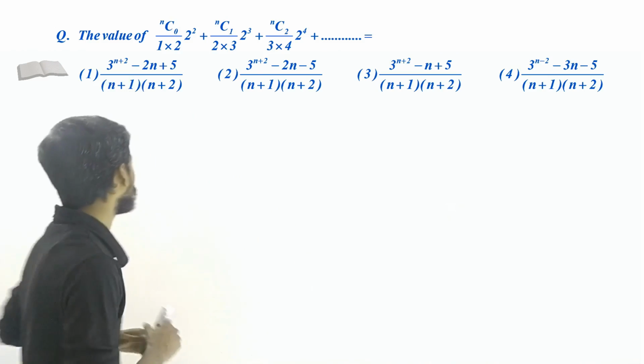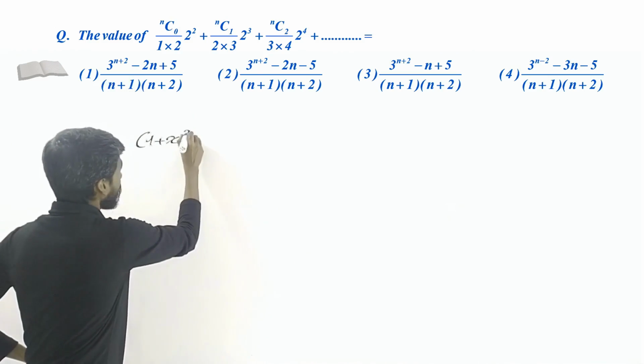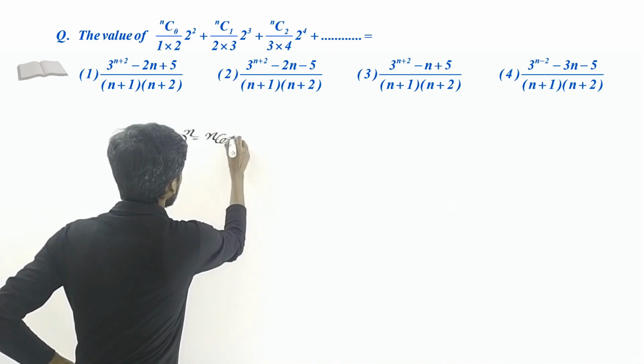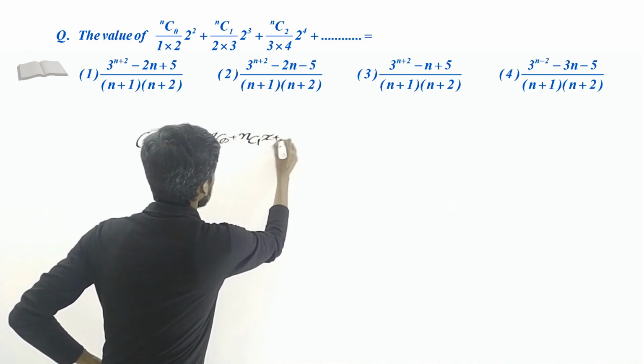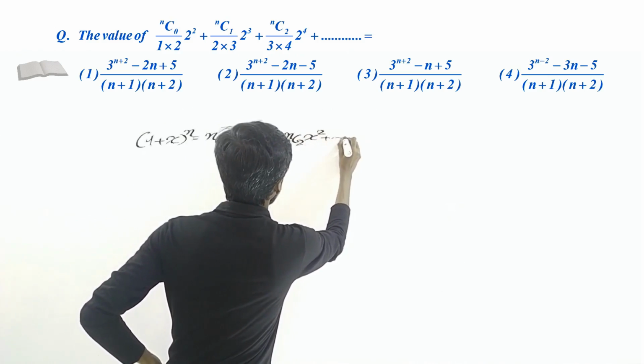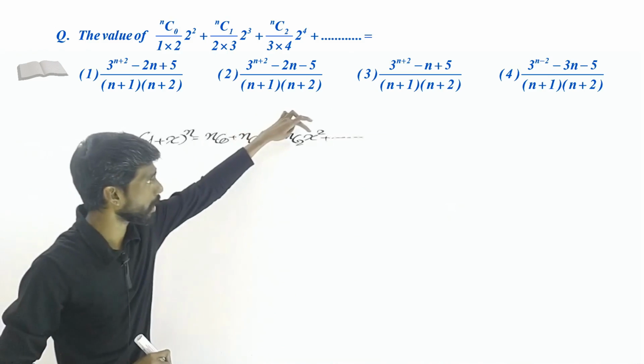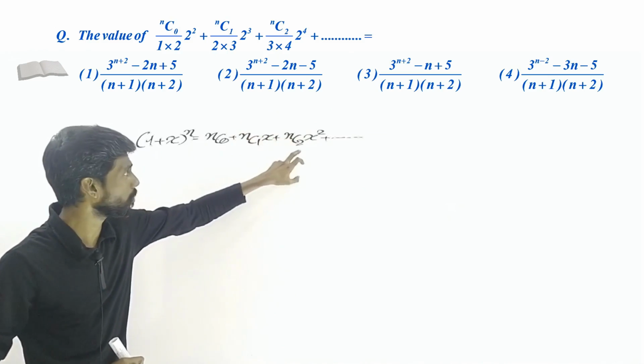Okay, let us see. First, we have this basic expansion (1 plus x) to the power n, which is nc0 plus nc1 x plus nc2 x square plus etc. Now let us do the integration. If you do the integration, we'll get the denominator x cubed divided by 3. So 3 will come in the denominator.